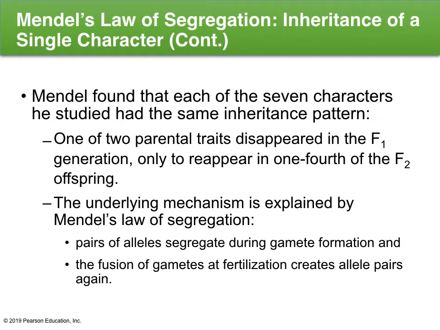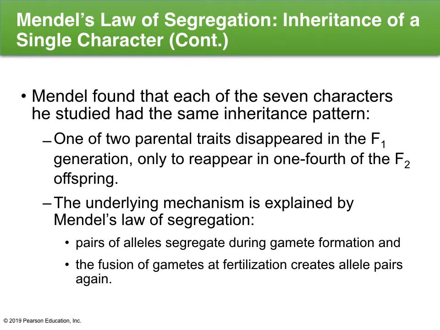So Mendel found that each of the seven characters he studied had the same inheritance pattern. Every time he had a character with two different traits, whenever he crossed purebreds and crossed the hybrids, he kept seeing the same pattern. It wasn't something that just happened in flower color or just in pea pod texture. One of two parental traits disappeared in the F1 generation, only to reappear in 1/4 of the F2 offspring.